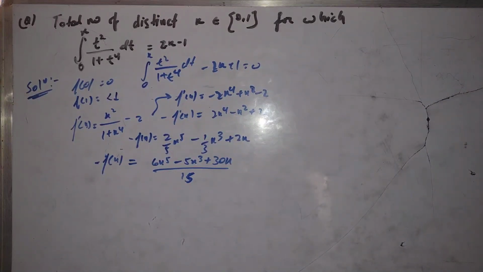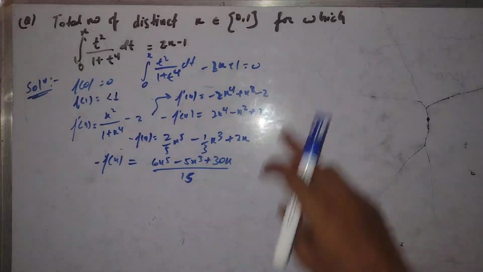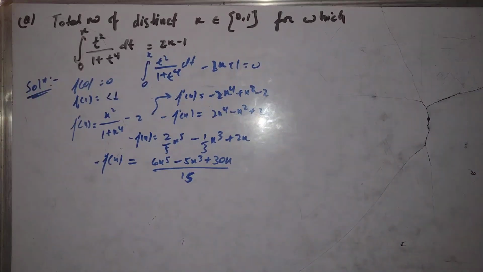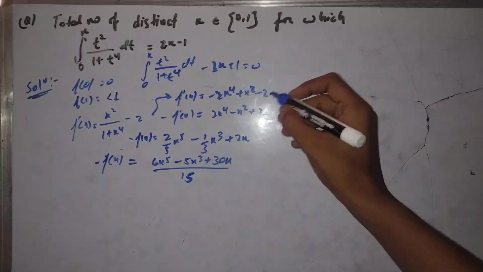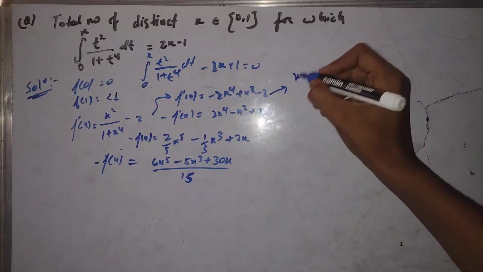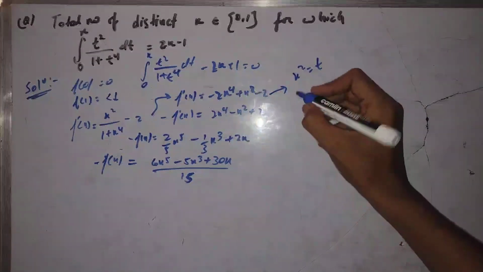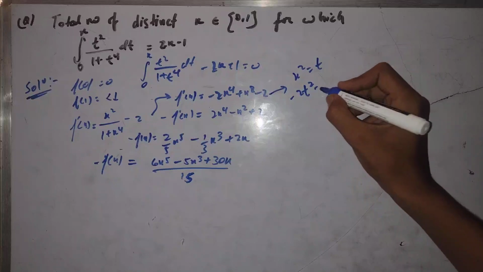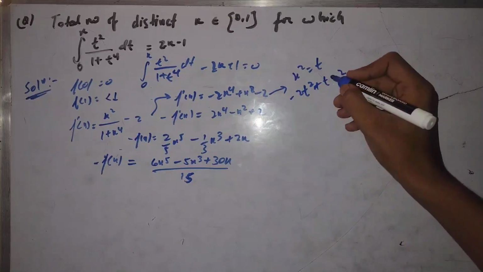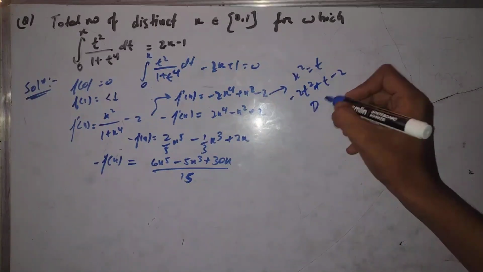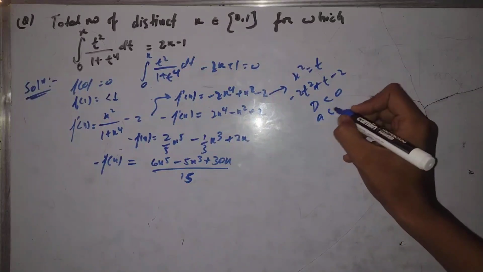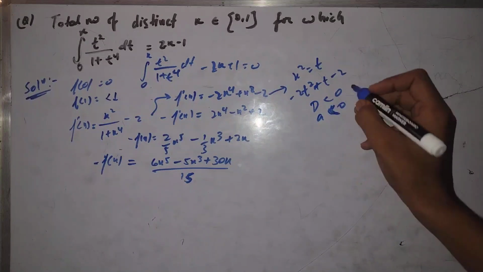Here this is minus of f of x, and this is our f dash of x. Now what we can see from these two equations is that, here this is f dash x, and if we assume x square equals to t, then this becomes a minus of 2t square plus of t minus of 2. And here d is less than 0 and a is also less than 0. So f dash x is always negative.